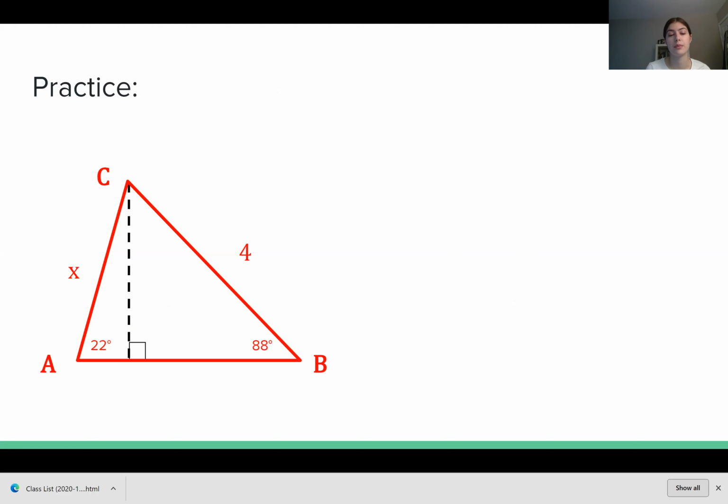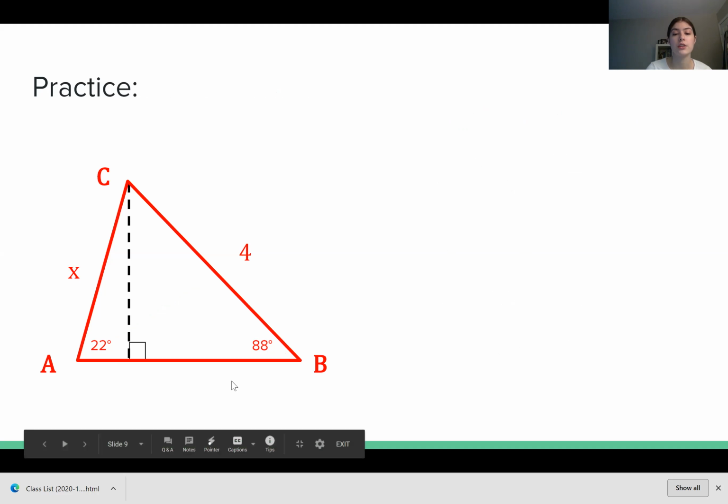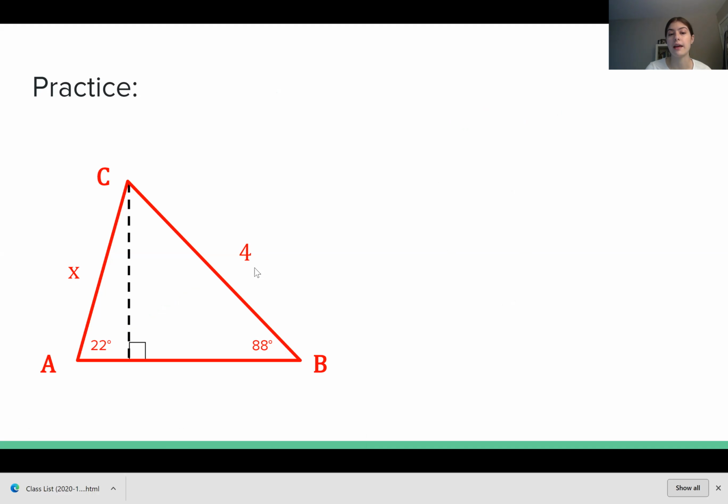Now here's another example. Again, we've got triangle ABC. We're given that angle B is 88 degrees, angle A is 22, and now we're given side A, which is 4, and we're trying to solve for side B. So we're going to use our law of sines: sine of angle A divided by side A is equal to sine of angle B divided by side B, which is equal to sine of angle C divided by side C.